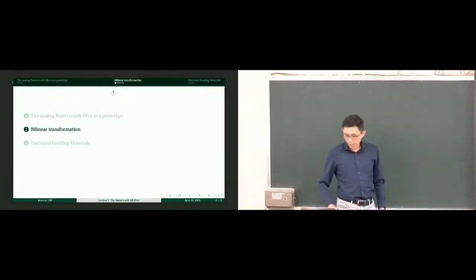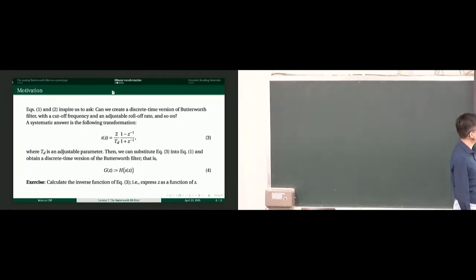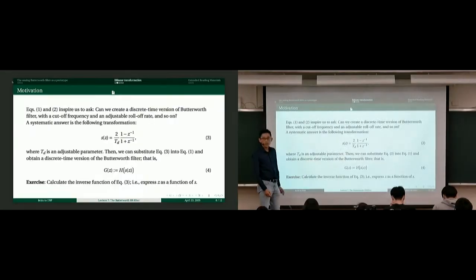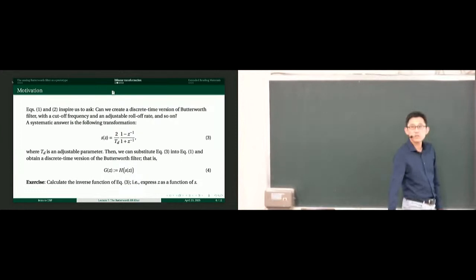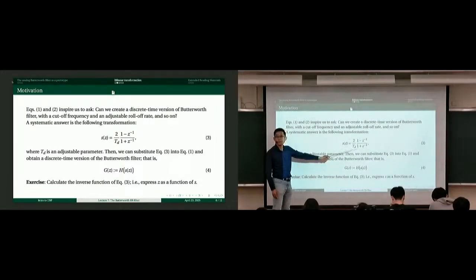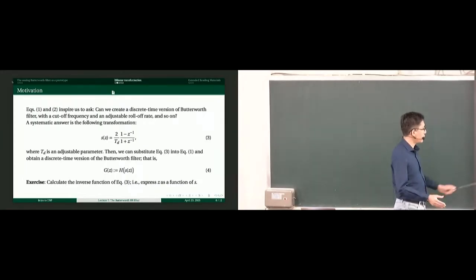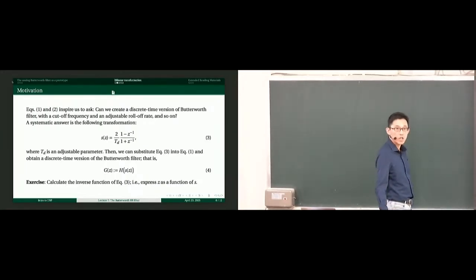So let's take a look. The bilinear transformation is a function between Z and S. We define S as a function of Z. There will be 1 minus Z inverse over 1 plus Z inverse, and there is a parameter 2 divided by T_d. That's just simply a definition, and T_d, as you will see, can be adjusted.